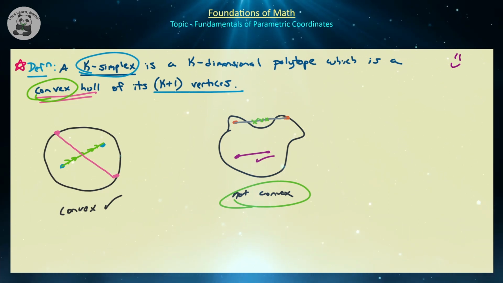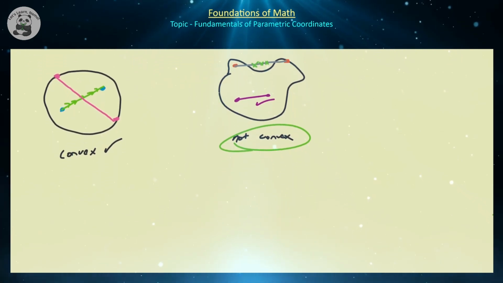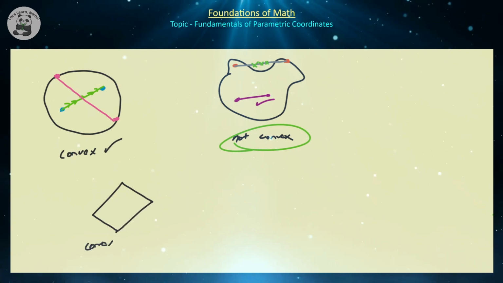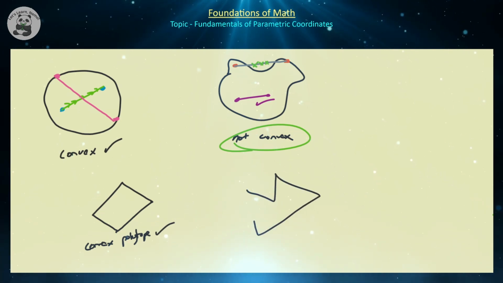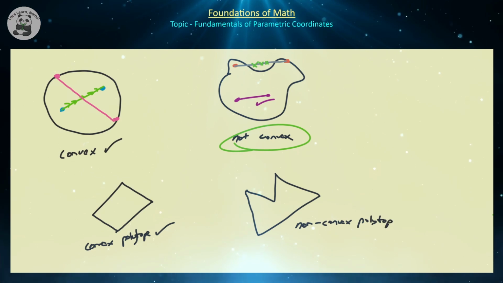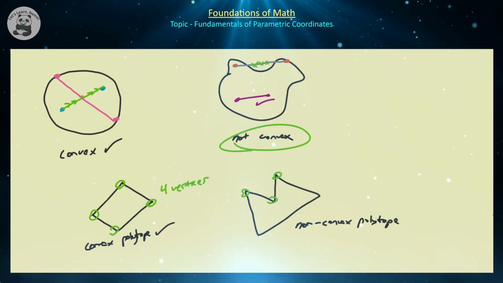Right? But keep in mind, these graphs are not polytopes, and a k-simplex needs to be a k-dimensional polytope. And keep in mind, a polytope is one whose edges are straight lines or line segments. So a convex polytope would be something like this quadrilateral, right? So this is a convex polytope. And if I want a non-convex polytope, it would be something like this. So this is a non-convex polytope, right? And you should be able to count the vertices of this as well. For example, 1, 2, 3, 4, so that has 4 vertices, and we have 1, 2, 3, 4, 5 vertices here.